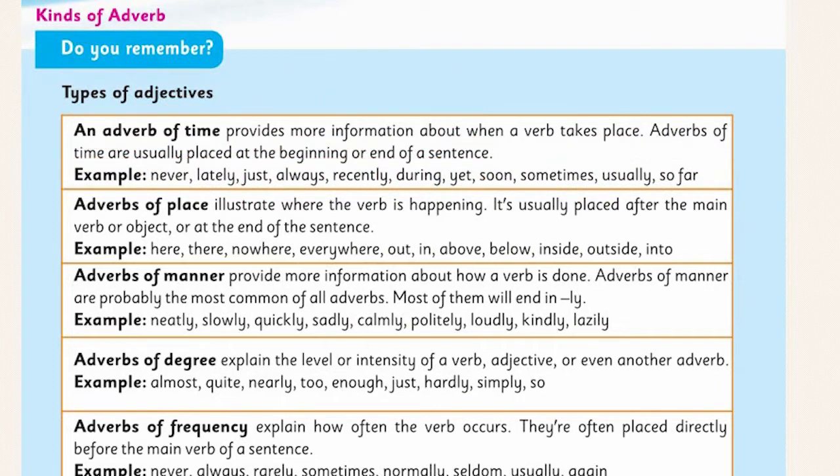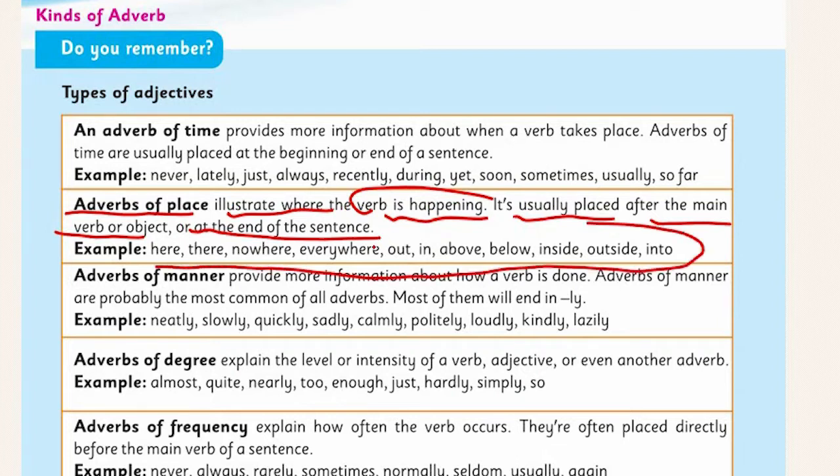Now let's discuss the adverbs of place. Adverb of place illustrates where the verb is happening, where the action is happening. It's usually placed after the main verb or object or at the end of the sentence. ये आपके एडवर्ब ऑफ प्लेस हैं जो कि मेन वर्ब के बाद या ऑब्जेक्ट के बाद आते हैं या सेंटेंस के बिल्कुल एंड में, जैसे कि here, there, nowhere, everywhere, out, in, above, below, inside, outside, into. It tells you where the action or the verb is happening.